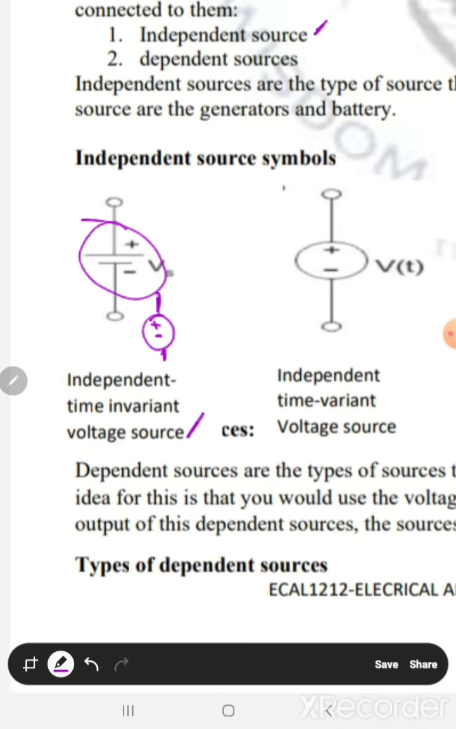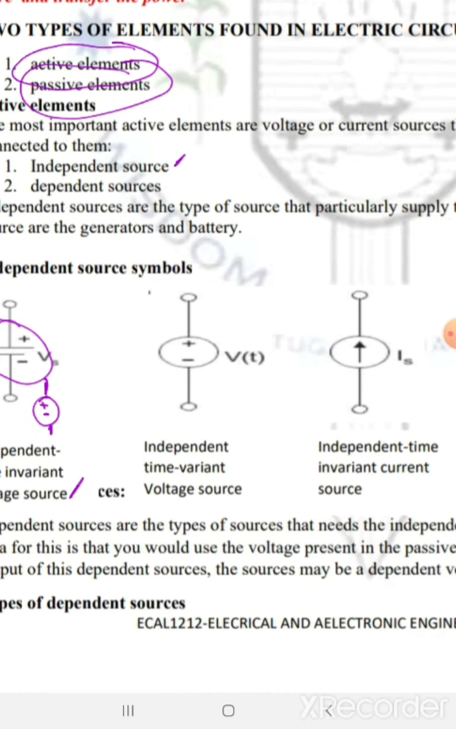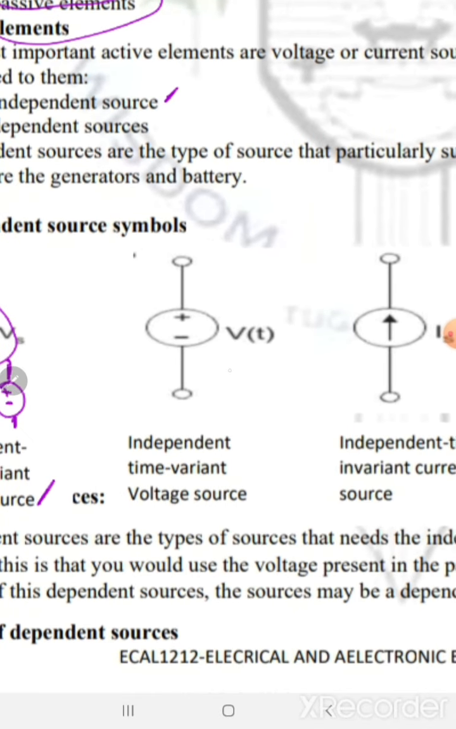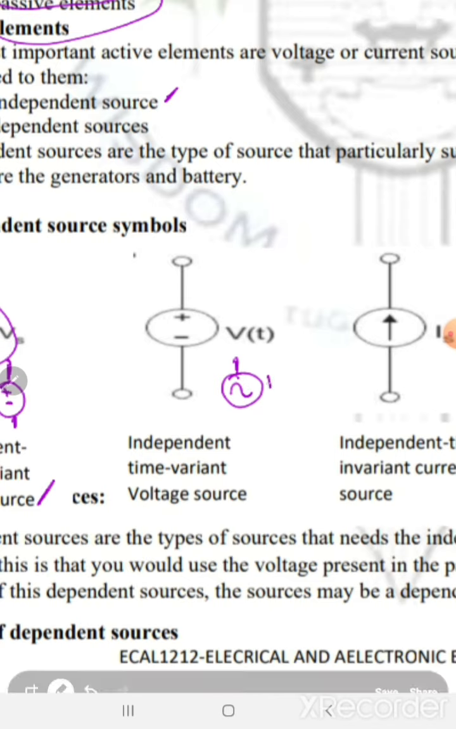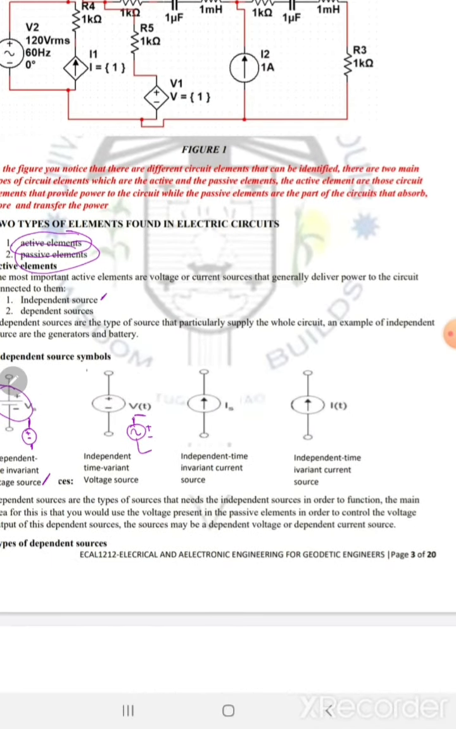And then next is your independent time variant voltage source. This type of voltage source is a voltage source that changes with time. Actually, this example is for your AC voltage source. So, pwede natin siyang ilagay na ganyan: positive, negative.